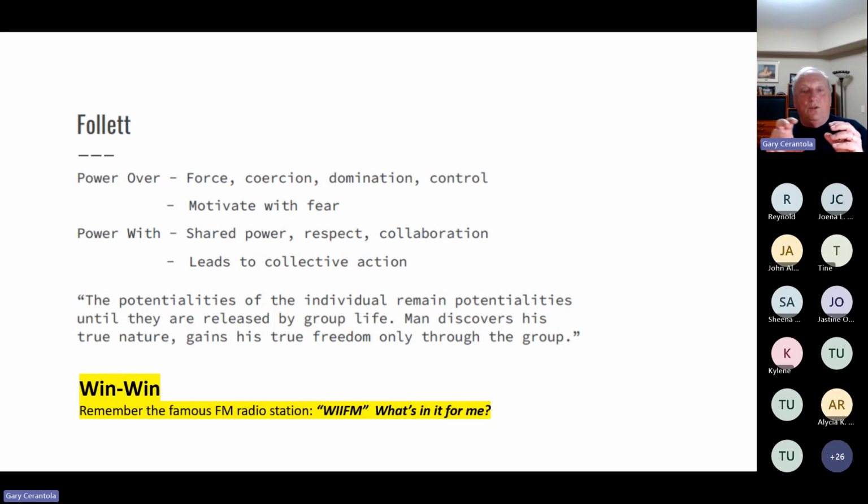And then, if you take a look at what Mary Follett is trying to do, she talks about power with, shared power, respect, collaboration, and something that you should know about leadership. Leadership is not just leading. Part of leadership is knowing when to follow. And if you're a good leader, you'll engage some people with far more expertise or experience in certain areas than you have, and you allow them to take the lead in what they're doing.